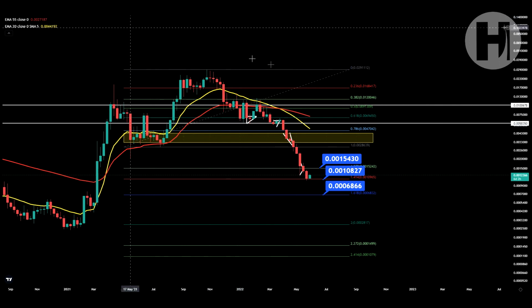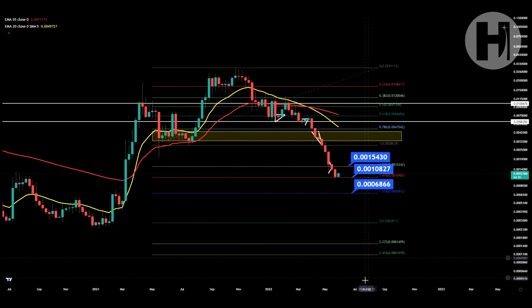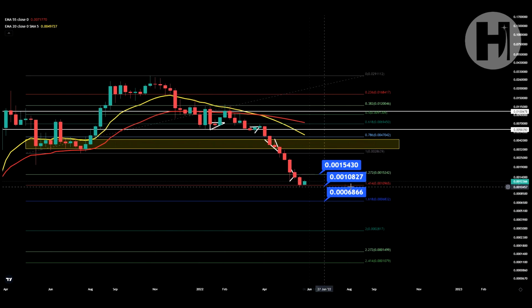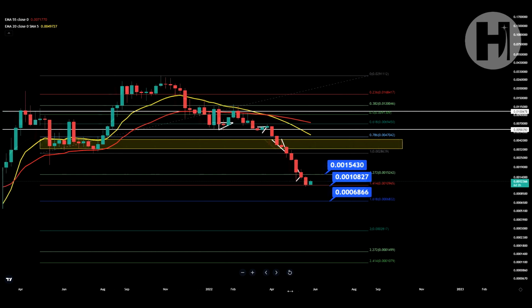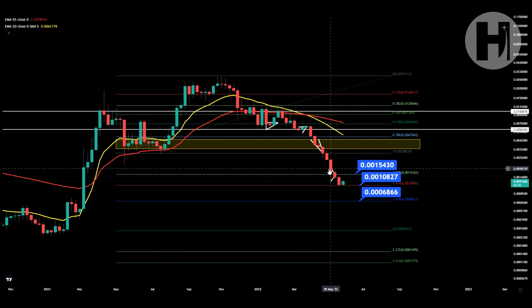Jumping into the weekly chart here, this is TradingView. The chart is loaded from KuCoin. So you can see that we are landing on some support level over here, the 1.414 fib retracement to be exact. Now, the last time I made a video on Multivac, that was on May 18th, and we were still in a symmetrical triangle here, I think.